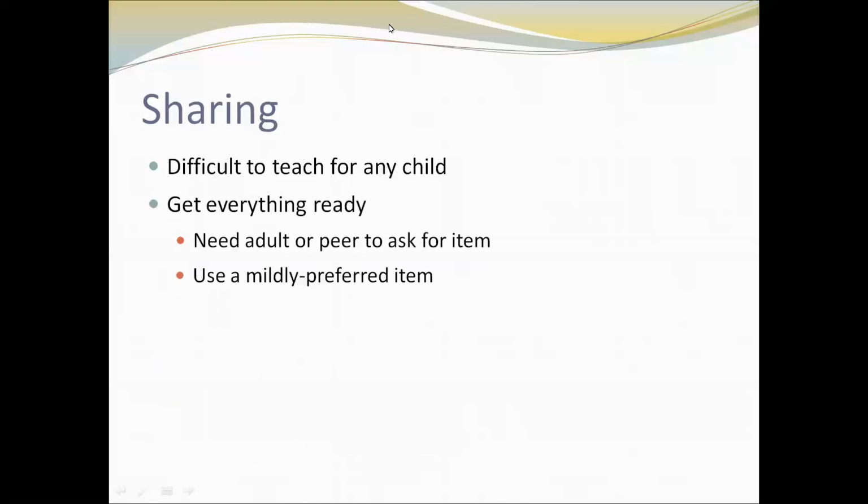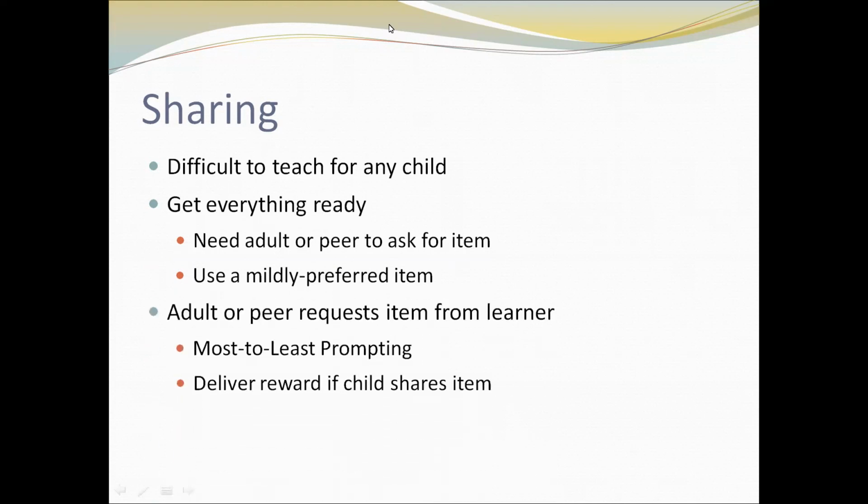So what you want to do is get everything ready. You need an adult or peer to ask for the item and use a mildly preferred item. You're going to have the adult or the peer request the item from the learner, and you'll use most or least prompting and then deliver the reward if the child shares the item.